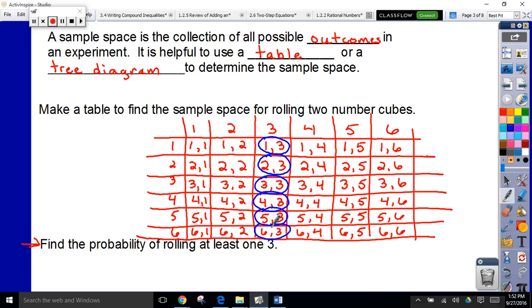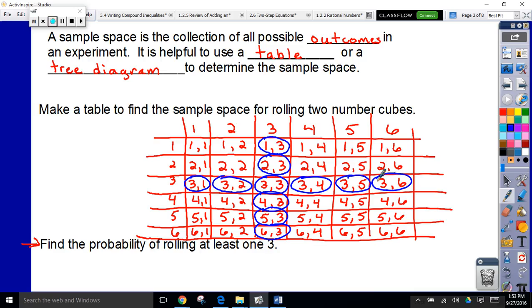And then also all of them in the row with the 3 are going to have a 3. So that makes them kind of easy to find. So we'll end up with this plus shape on there. Now, in order to find the probability of rolling at least 1 3, we just count up how many were circled, how many had at least 1 3, out of how many there are altogether.